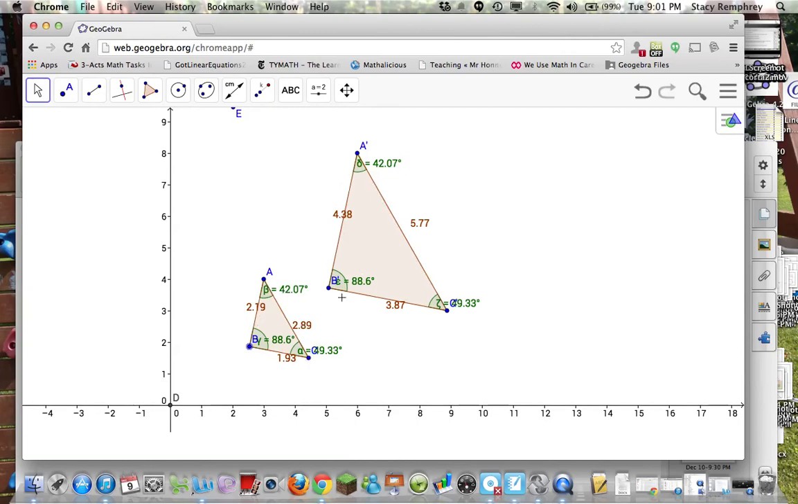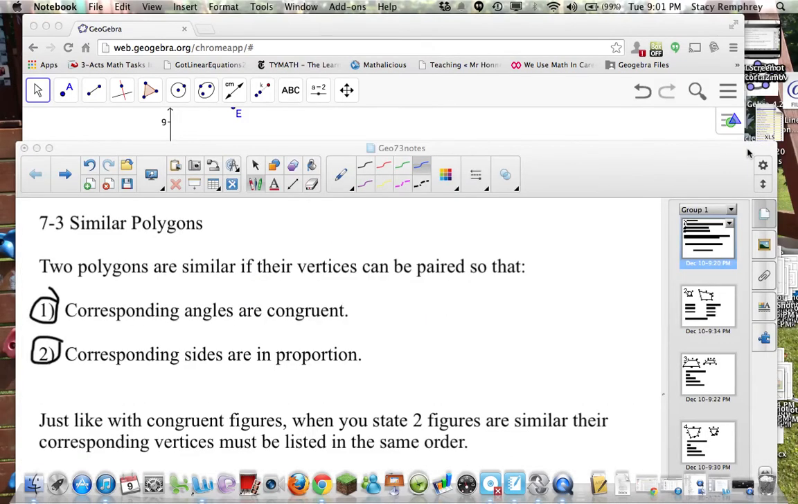The congruent angles, notice the angles are exactly the same. And the side across from the 42.07 angle is twice the other side across from the 42.07 angle. So I would say here triangle ABC is similar to triangle A prime, B prime, C prime. Again, making sure my order keeps the corresponding parts together.